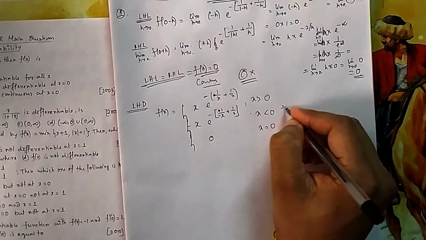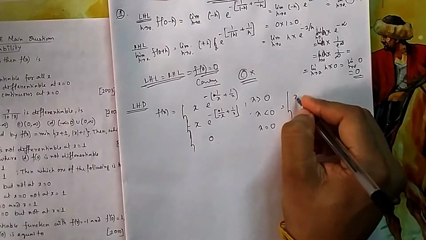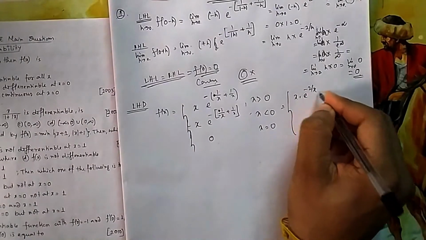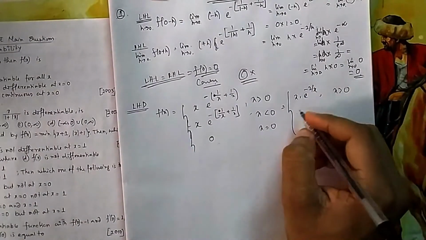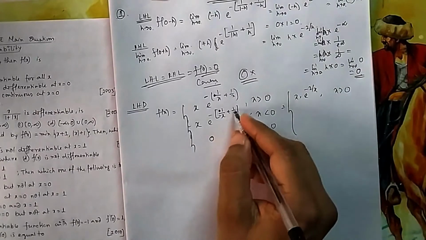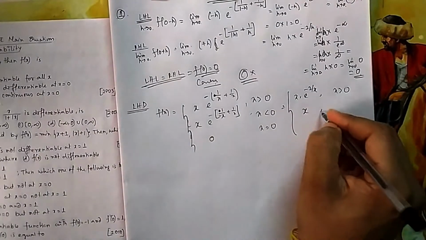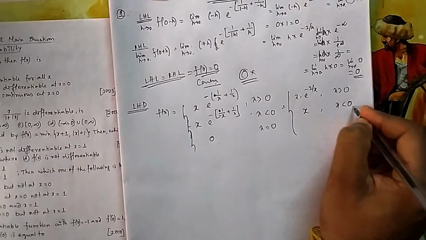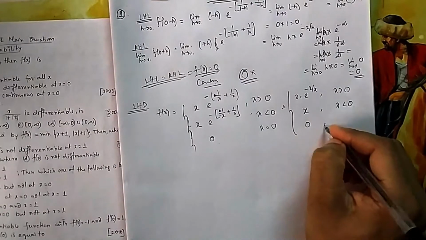So your function is looking like x into e to the power minus 2 by x if x is greater than 0, and x into e to the power 0, which is 1, so it is simply x for x less than 0, and 0 for x greater than 0.